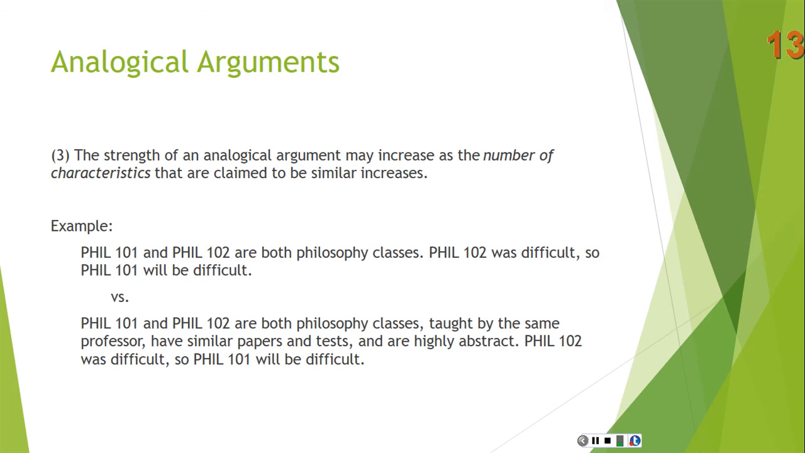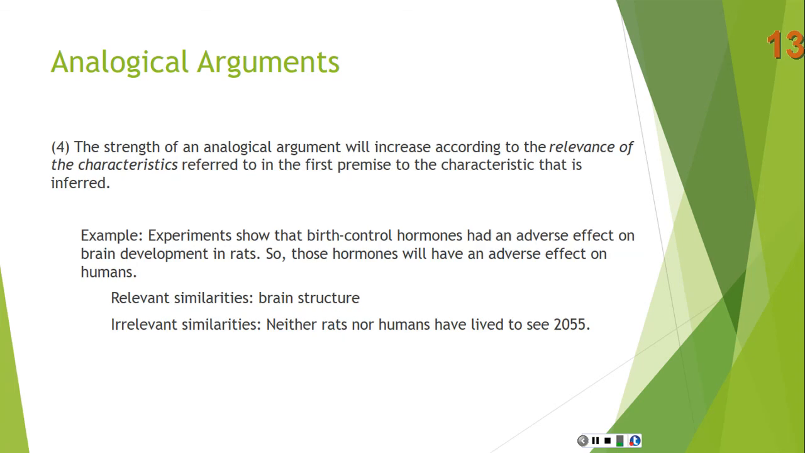Let's move on to our other example. So we saw this example already. It says, experiments show that birth control hormones had an adverse effect on brain development in rats. So, therefore, those hormones will have an adverse effect on humans. Now, it is relevant that the hormones had an adverse effect on rats, right?